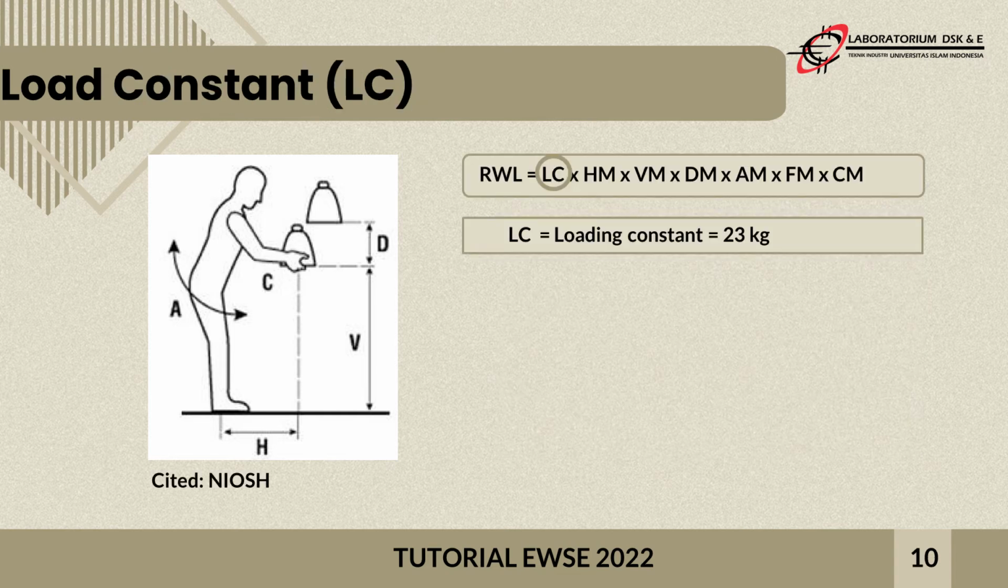To find out the load limit that can be lifted in a condition using the RWL, there are 7 RWL variables that must be considered. The first variable is LC, or loading constant. The maximum load that can be lifted safely by humans based on NIOSH is 23 kilograms.